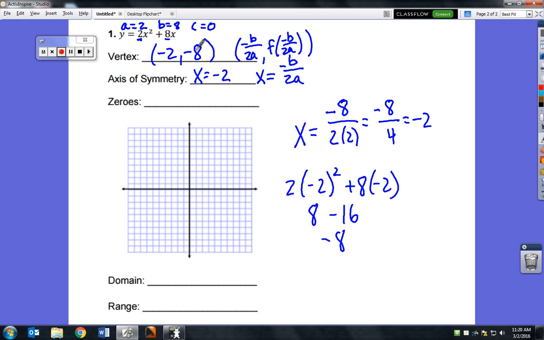The next thing that I need to do is find the zeros. There are different ways you can do this. The way that I recommend and the way that I showed you in class is to factor your function first and set the factors equal to 0. So we need to factor y equals 2x squared plus 8x. We're going to go ahead and do that in the next video.